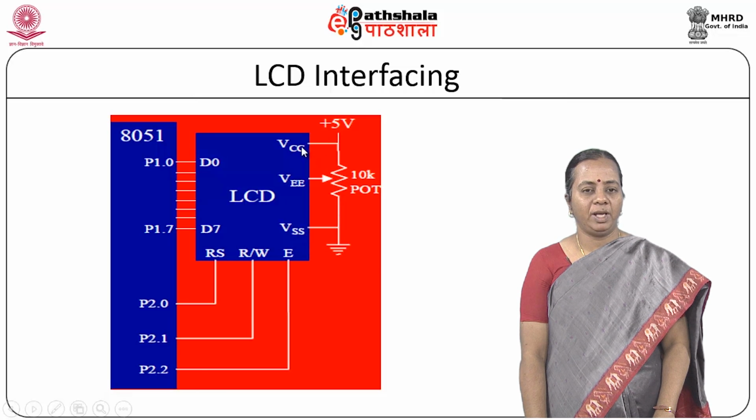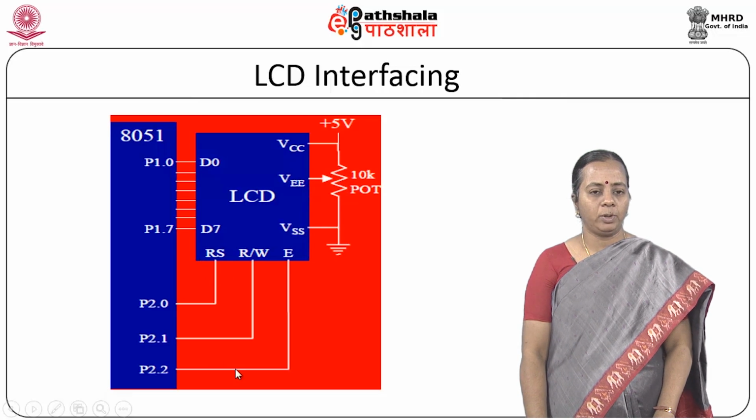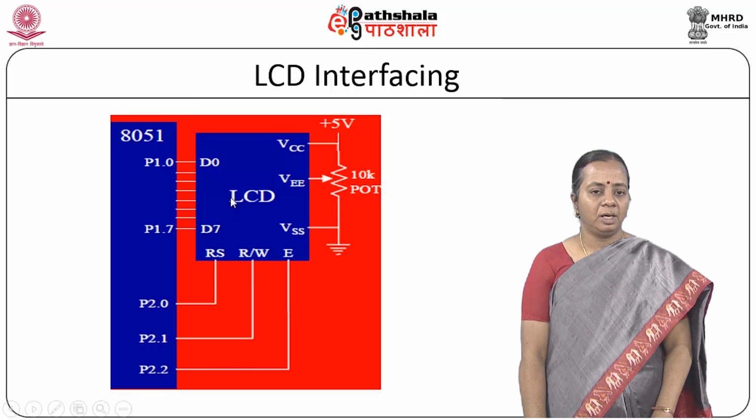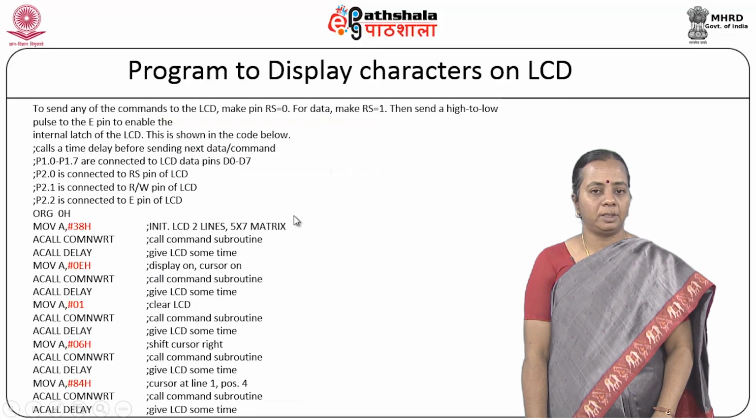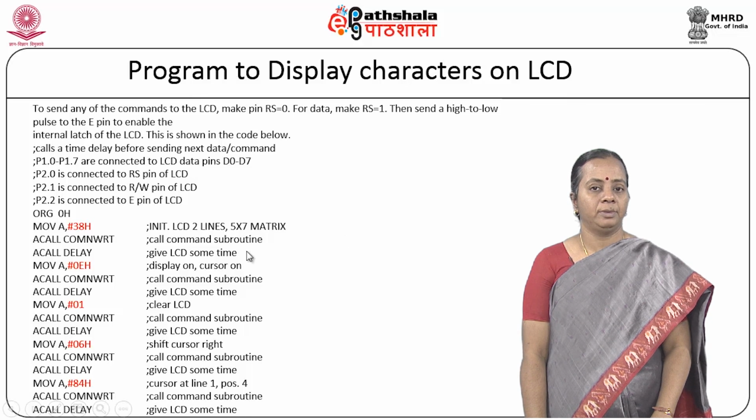And we know very well this LCD display requires a 5 volt supply which is connected to the VCC pin, and VSS is grounded, and this VEE is for contrast adjustment. So, we need to be very careful when writing the code. I should remember that P2.0 is connected to register select, P2.2 is connected to enable and P2.1 is connected to read bar write. Based on that only I have to write the code to interface this LCD with your 8051. So, how we will write the code to display characters on the LCD is very important.